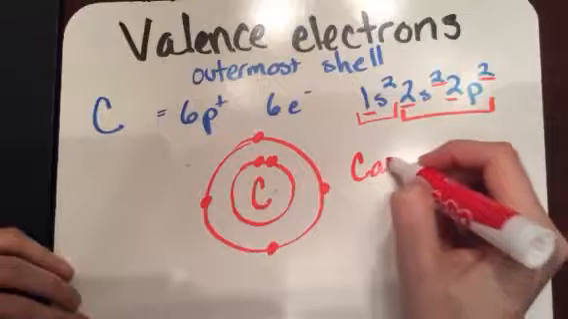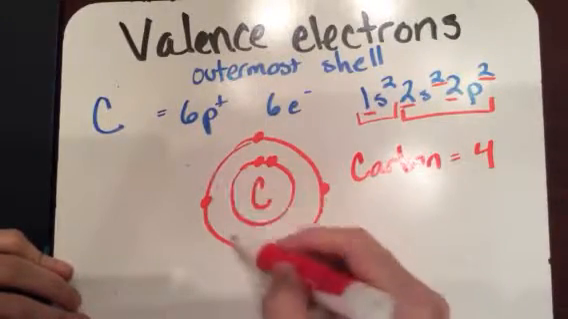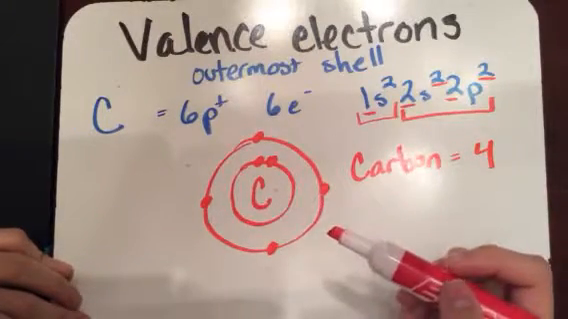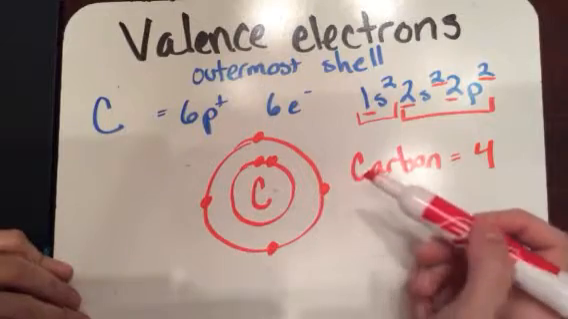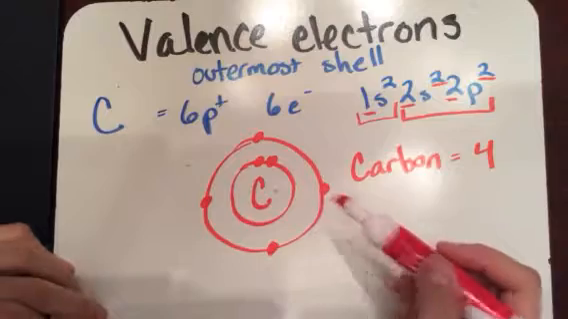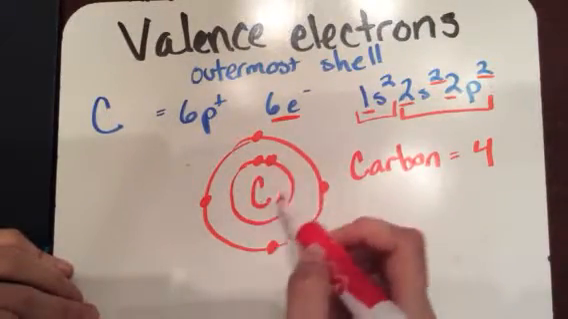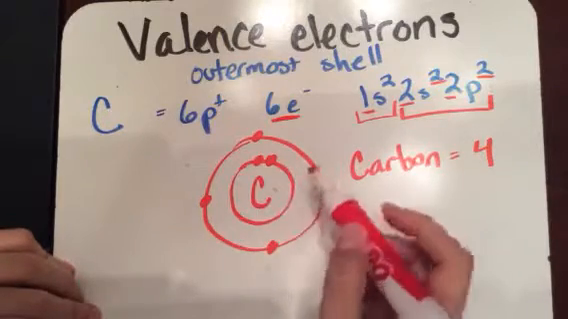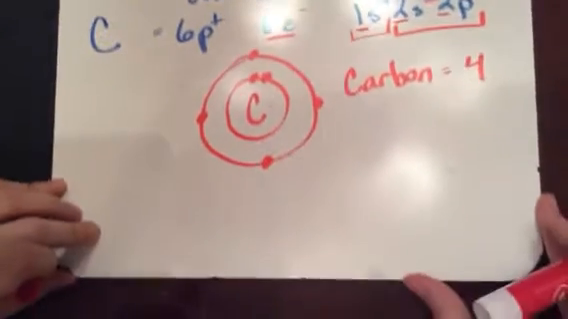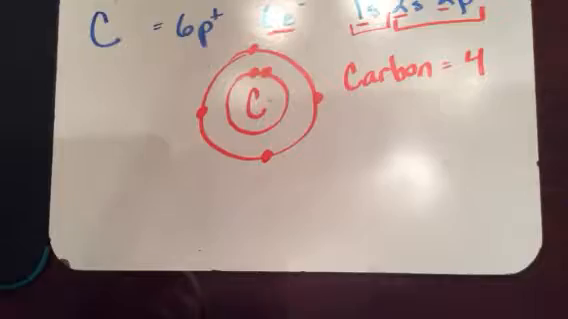Carbon has a valence number of 4, meaning the very outermost energy shell has 4 electrons. So if I was going to ask you how many valence electrons does carbon have, it has 4. If I asked you how many electrons carbon has, it has 6. But remember, those first 2 are in the innermost energy shell, and then the outermost has 4.